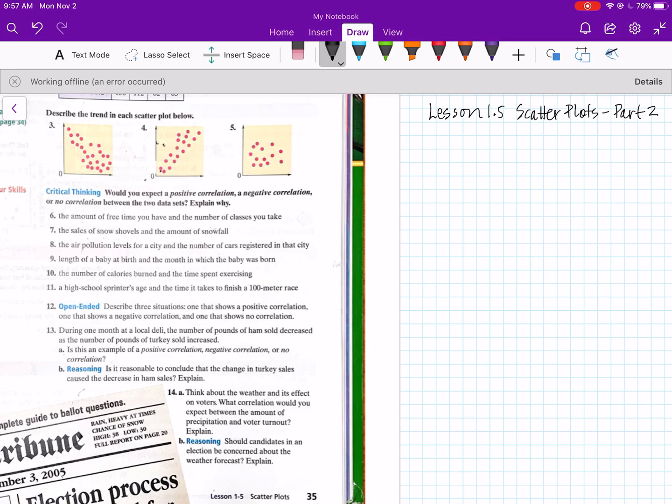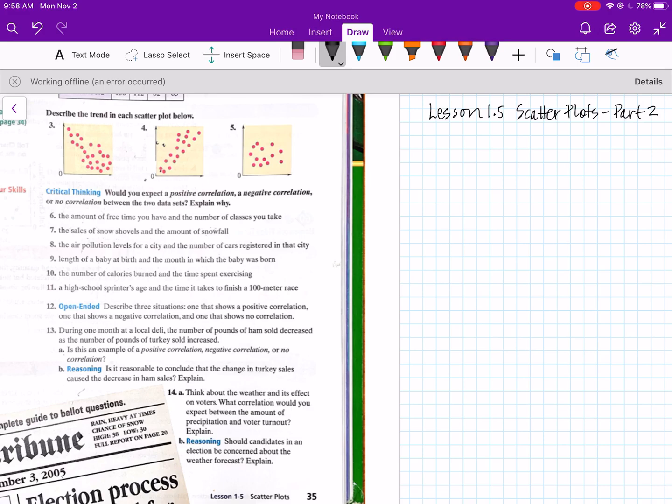Good morning. We are working on lesson 1.5, scatter plots. This is actually part 2. We have talked about scatter plots, what they mean. It's a graph that shows two groups of data, and you plot the points as ordered pairs. We've also talked about correlation and relationships, and we made a scatter plot and looked at the trend and talked about a trend line. So now we're going to do some critical thinking about scatter plots.